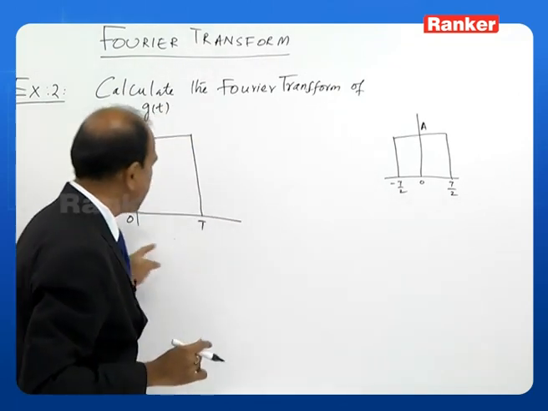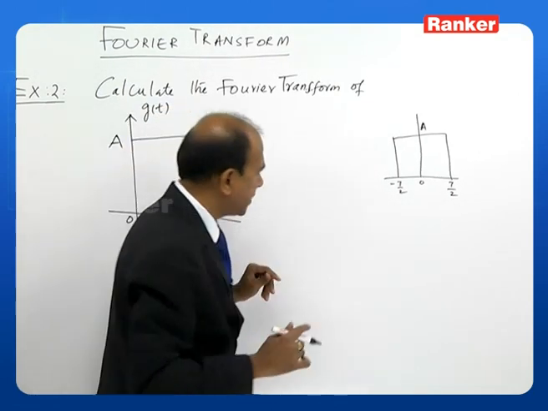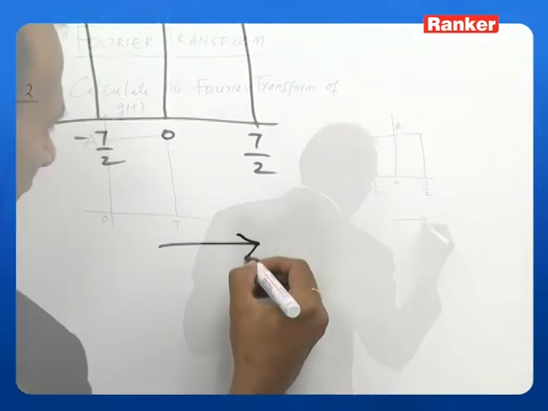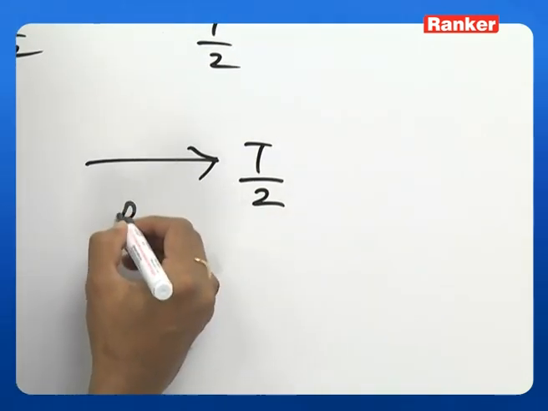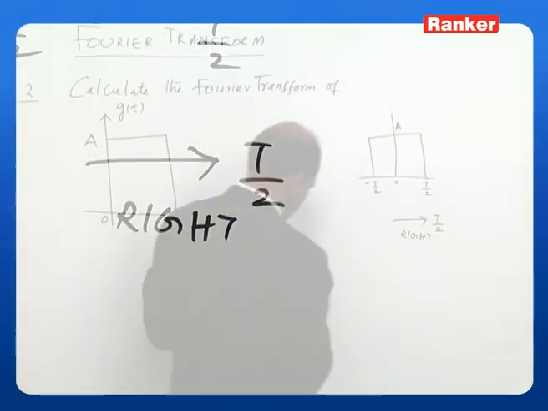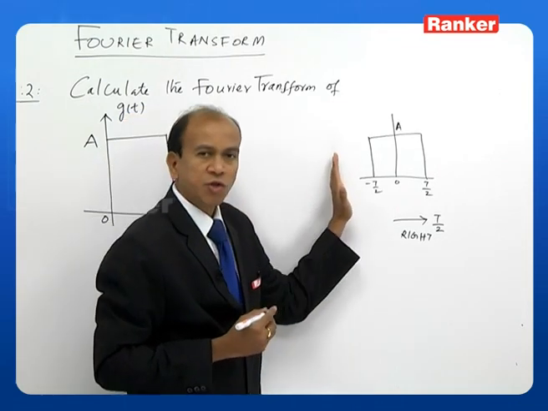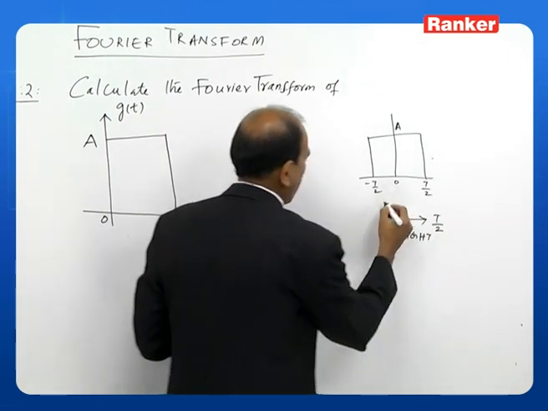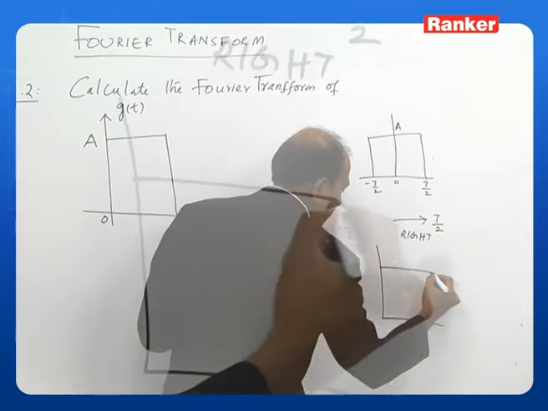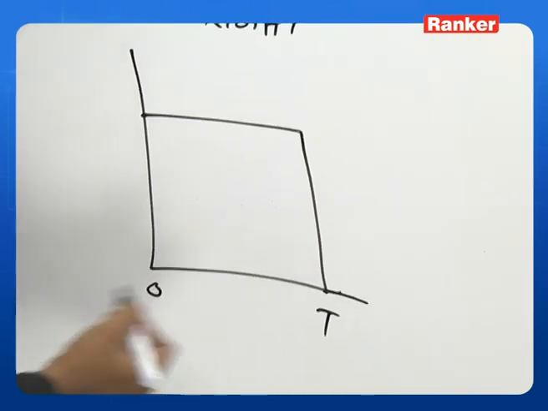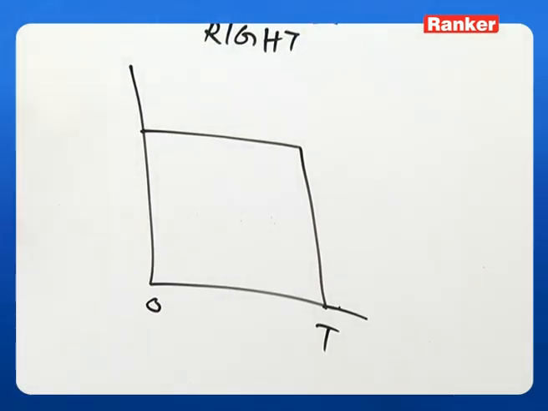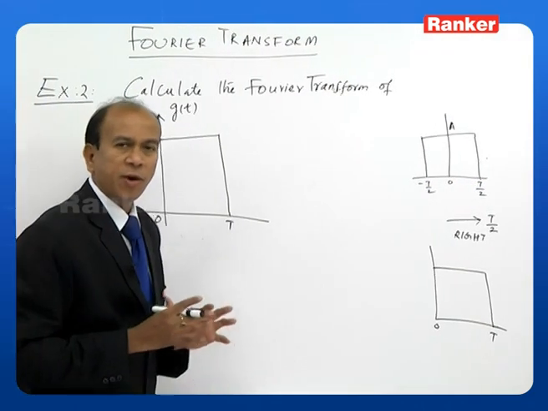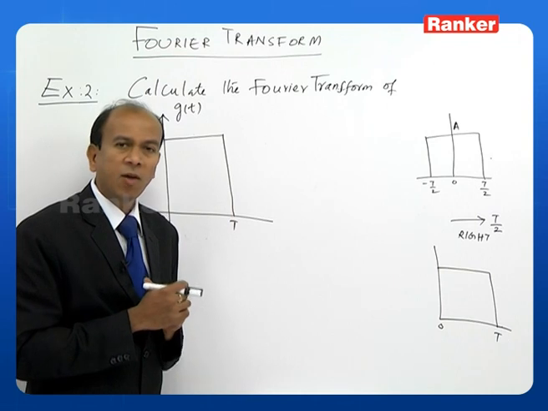What is the difference between these two? What have we done to this? We have shifted this by a factor T by 2 to the right. So when I shift this to the right, this function will be what is shown here. It will be like this. So this is a function which is shifted in time by a factor T by 2 to the right hand side. So the property which we have to use here is the time shifting property of the Fourier transform.